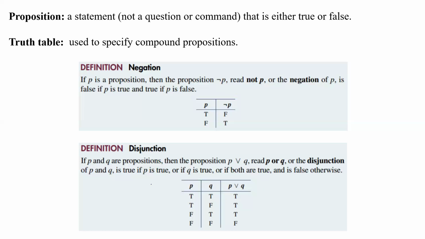And then we look and say, okay, it has to be true either P or Q or both. Well, here both of them are true, so that's true. Here that one's true, so it's true. Now this one's true, so it's true. Now they're both false, so that's false. Okay, so that's a disjunction.